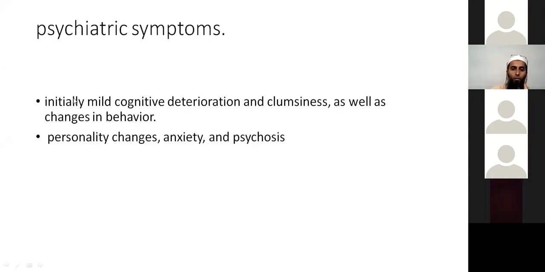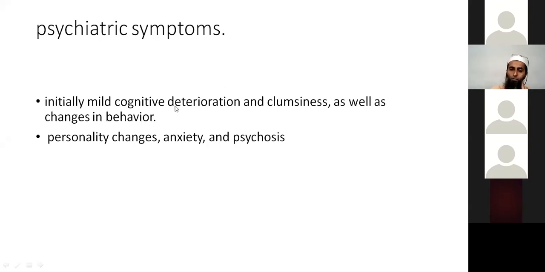The psychiatric symptoms are normally a mild cognitive deterioration. So they may have performance deterioration in their offices, in school, in college. They become clumsy. They have a change in behavior. Again, we have anxiety, psychosis, depression. So they may have simply general anxiety or psychotic features. They may behave abnormally, have more aggression, more fighting, or a change in behavior.